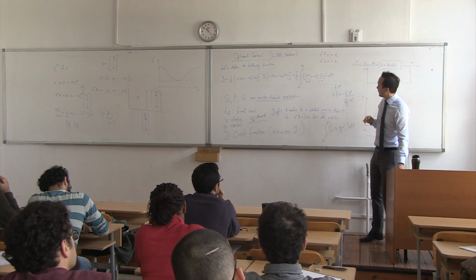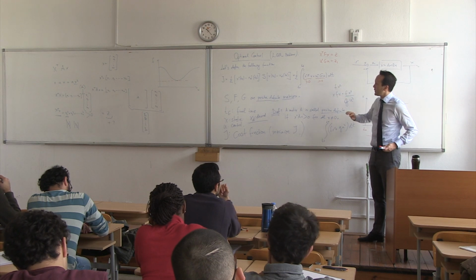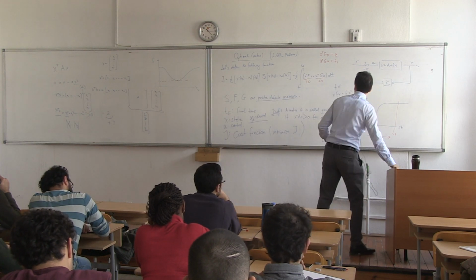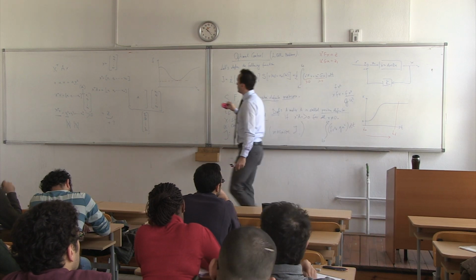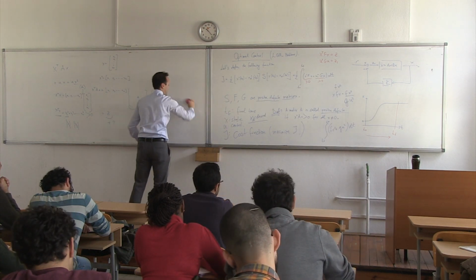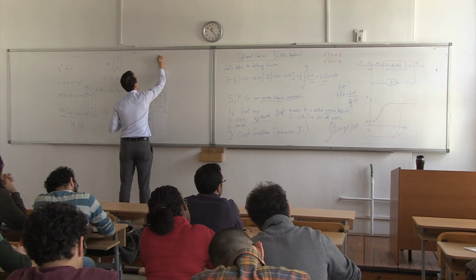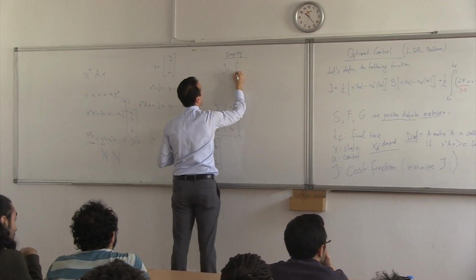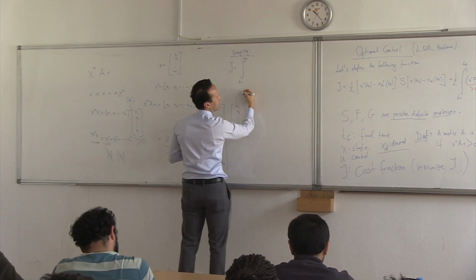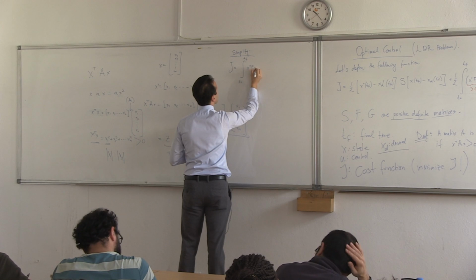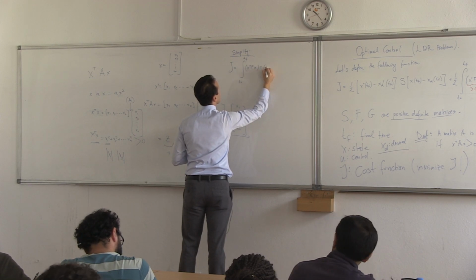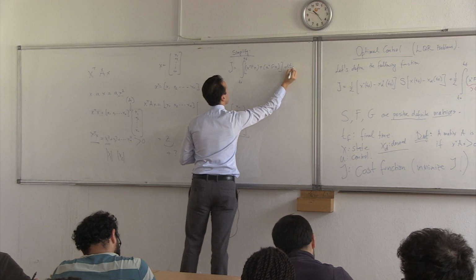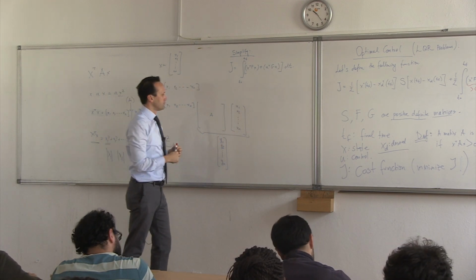Now, this is that part. So this part, let's remove it for a second. I'm going to explain it in a minute. But let's simplify the problem for a second. Okay, let's look at this problem only, from t0 to t final. So I remove the other part.